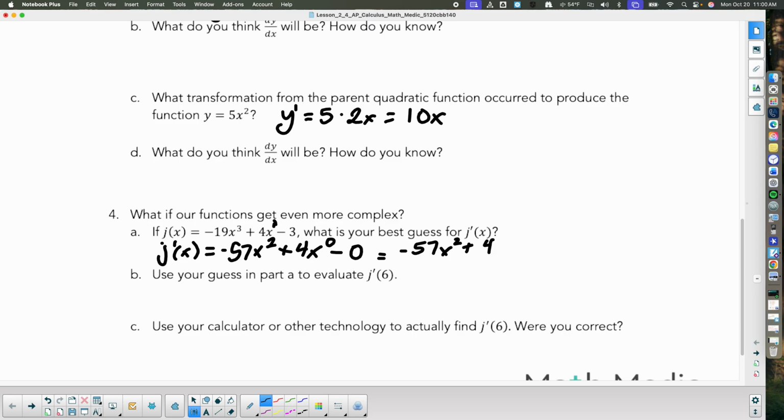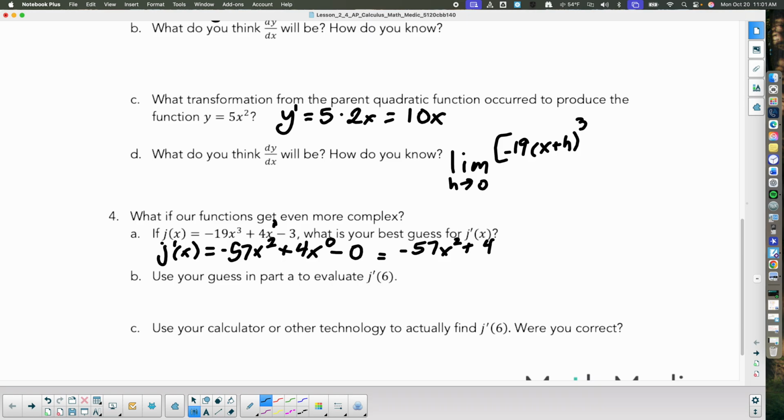How would I write negative 19x cubed plus 4x minus 3 as limit notation derivative? So I'll start you off with this. Would it be negative 19 times x plus h to the third? Perfect. Plus 4 times x plus h minus 3. Perfect. Minus negative 19 x to the third plus 4x minus 3, over h. I believe you said the rest right.